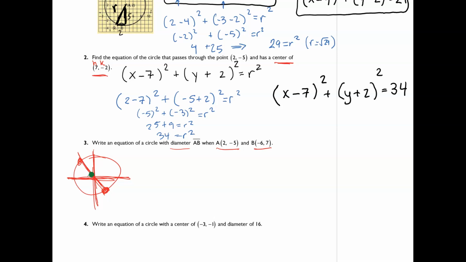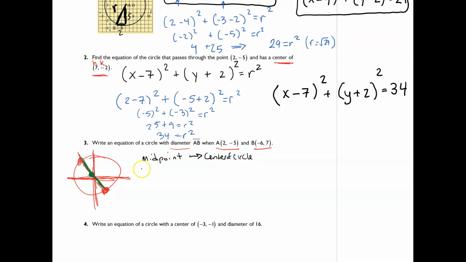And how are we going to find the center? Well, you got to think back to the beginning of our class. How do we find the center of a segment? We're going to find the midpoint. Reach back in your brains. Do you remember how to find the midpoint, which is going to be the center of our circle? Should have wrote that up, my bad.